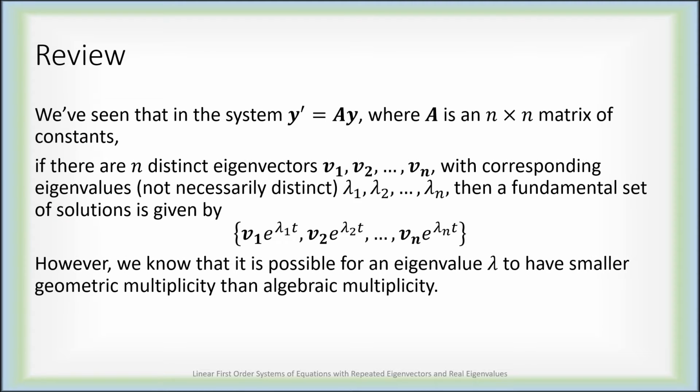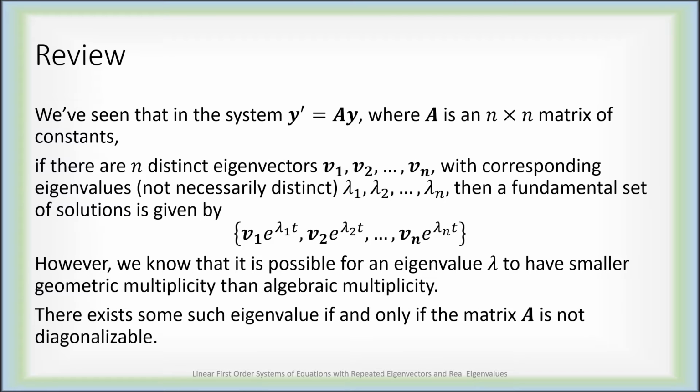However, it is possible for an eigenvalue lambda to have geometric multiplicity smaller than its algebraic multiplicity. There does exist some such eigenvalue if and only if the matrix A is not diagonalizable.